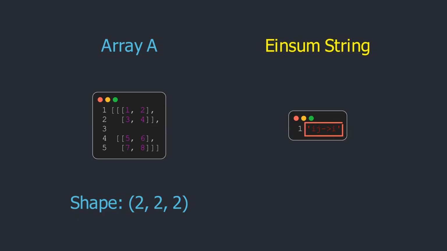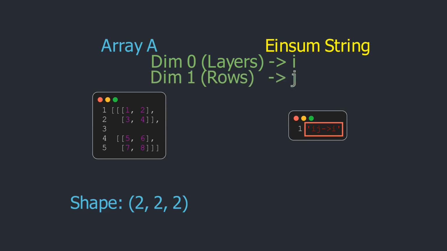np.einsum with the string "ij". It only provides 2 letters, i and j. NumPy iterates through the axes of A to assign these labels. Axis 0, the layers, gets assigned the label i. Axis 1, the rows, gets assigned the label j. But wait, we still have axis 2, the columns. The string ran out of letters.